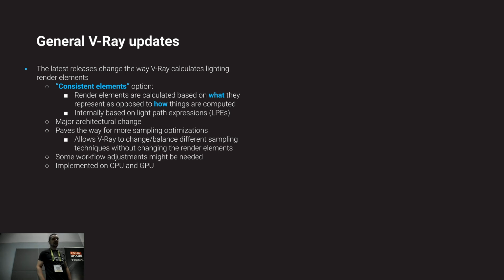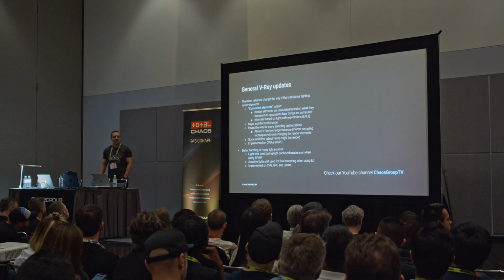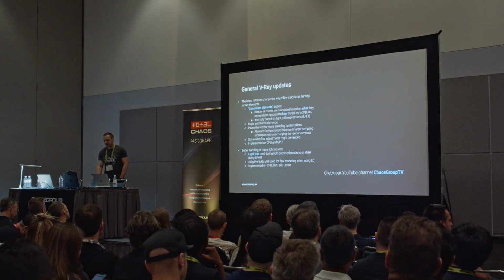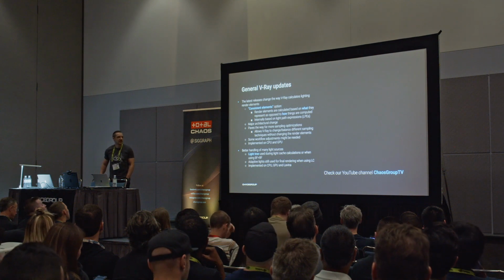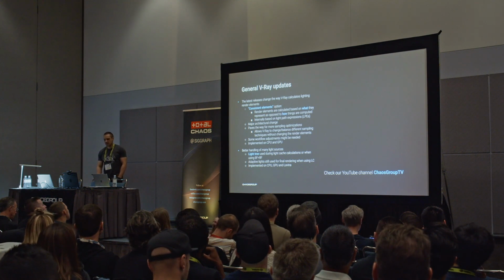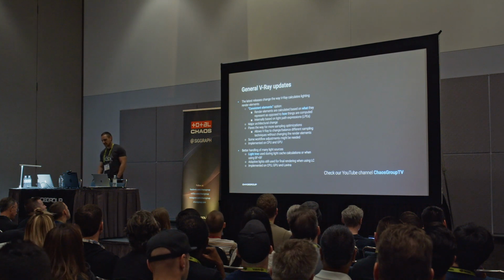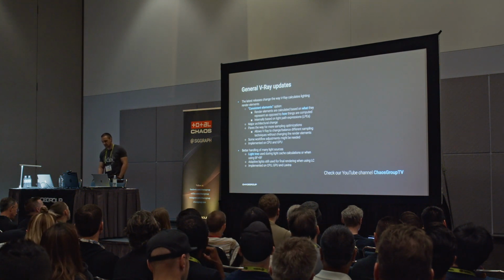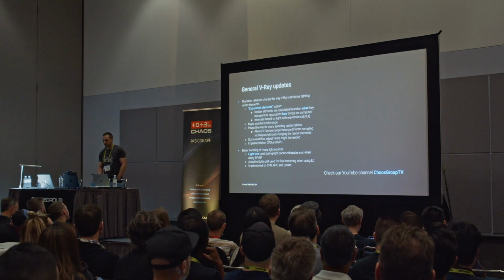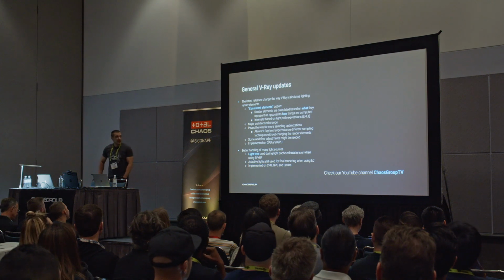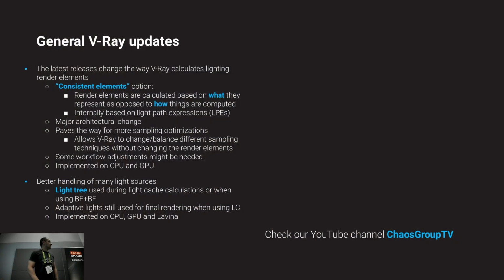Other things that we did in the recent updates is we improved the way that VRay handles many light sources. We had the adaptive lights before, and they work really well, but they require the light cache to work. And also, still the light cache could be on the slow side once you start to get thousands of lights. So we had to improve this, and for the update to VRay Next in 3ds Max, and also in the latest update of Maya, we added an additional way to calculate the light sources if adaptive lights are not available.